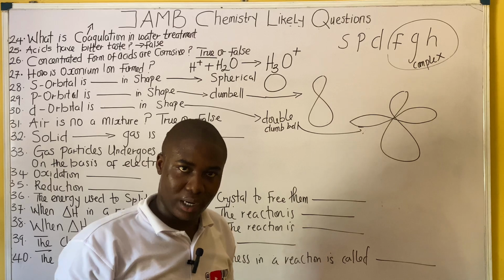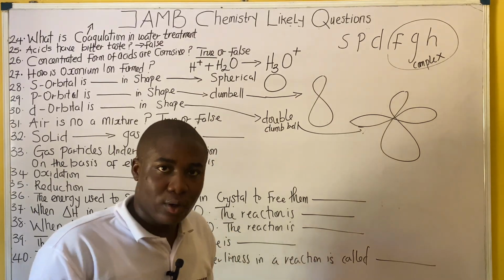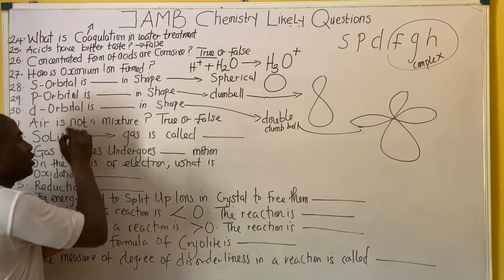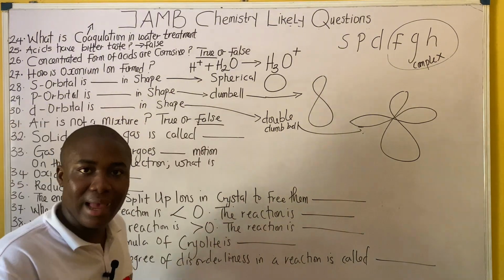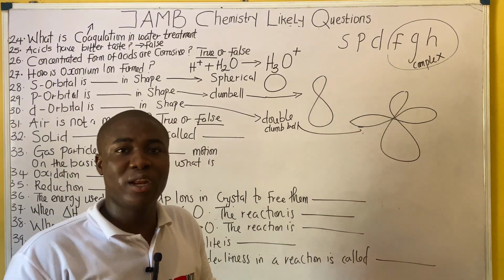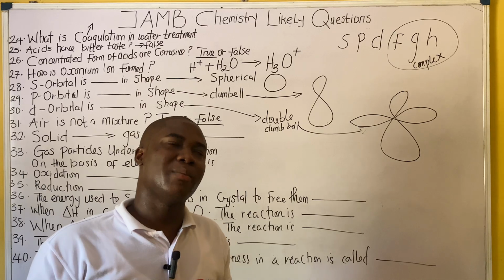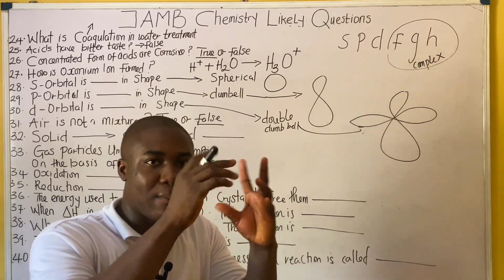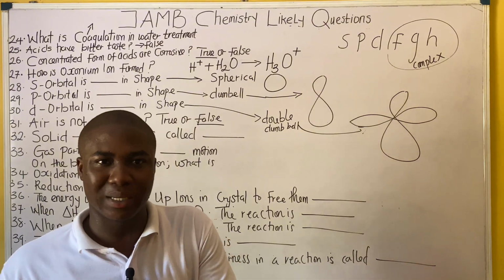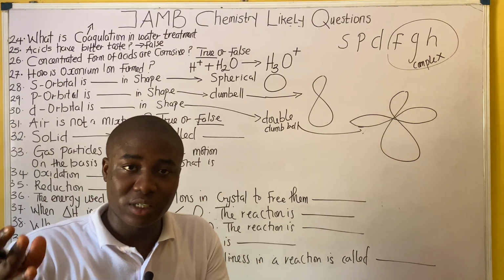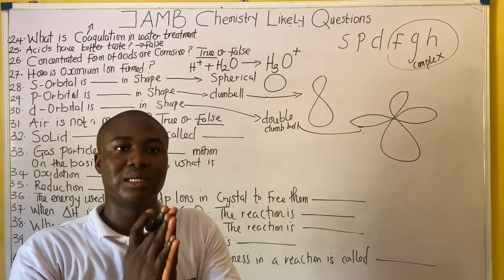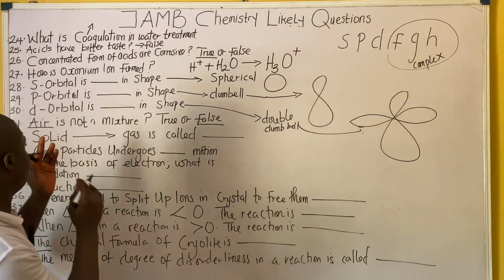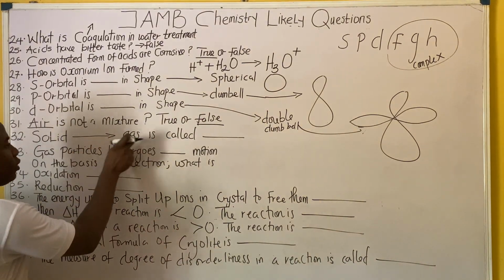So let's get into the next practice question. And the question says, air is not a mixture. That is false. Air is a mixture of gases. It is made up of oxygen, which is about 21%, nitrogen 78%, carbon dioxide CO2 0.03%, and noble gases very small in percentage. Do you understand? So all this must be noted. Air is a mixture of gases, so air is a mixture. The process whereby a substance changes from solid to gaseous state, what's that?